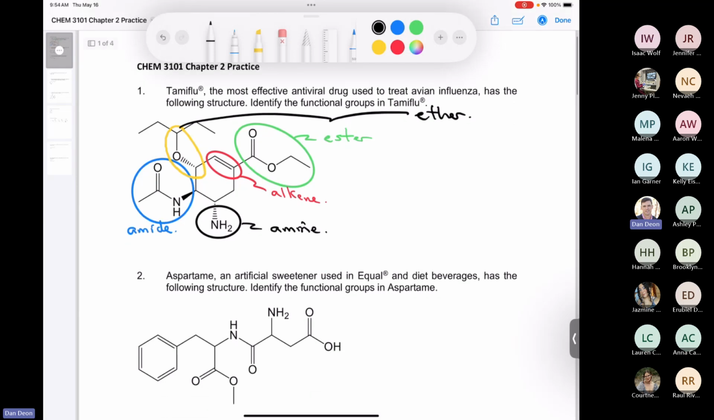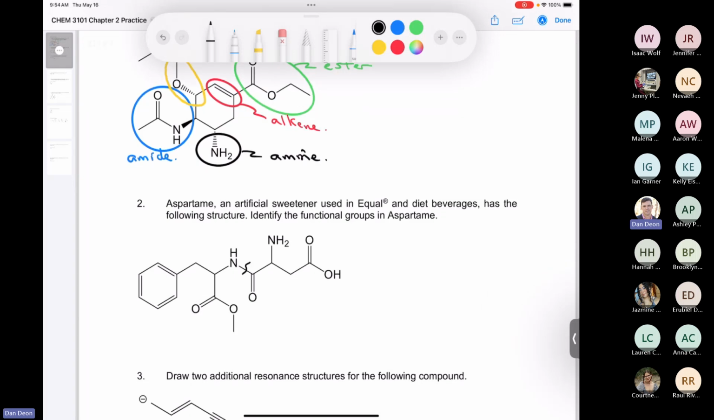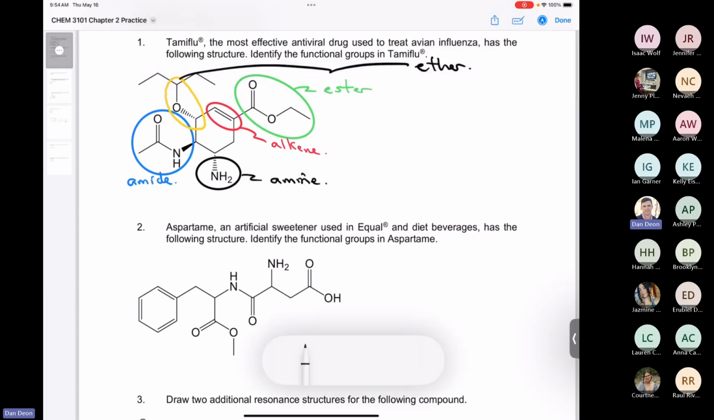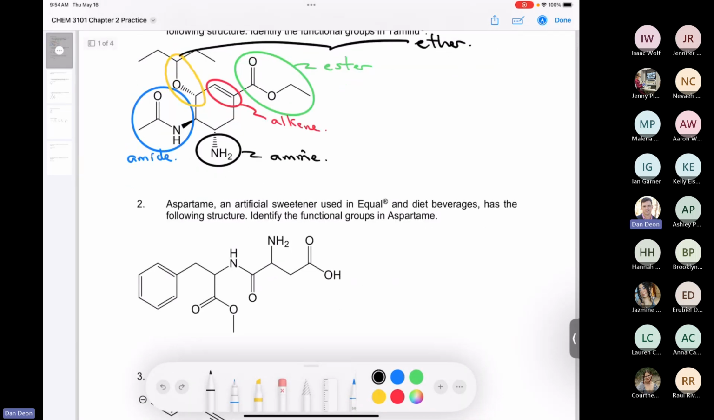The next one is aspartame, which is an artificial sweetener. Aspartame is actually made out of 2 naturally occurring amino acids, aspartic acid and phenylalanine. That's neither here nor there. But let's see if we can identify some functional groups in aspartame. Is there anyone that anybody recognizes? Aromatic, heck yeah. Beautiful aromatic right here, isn't there? So we'll circle that and we'll put aromatic.